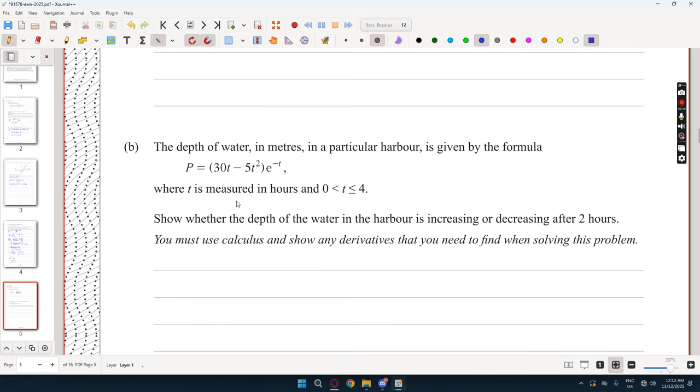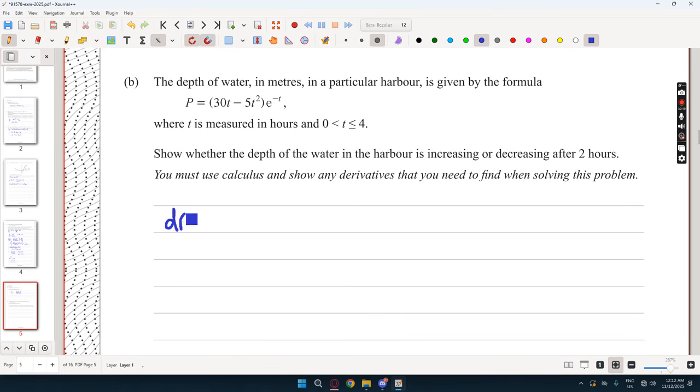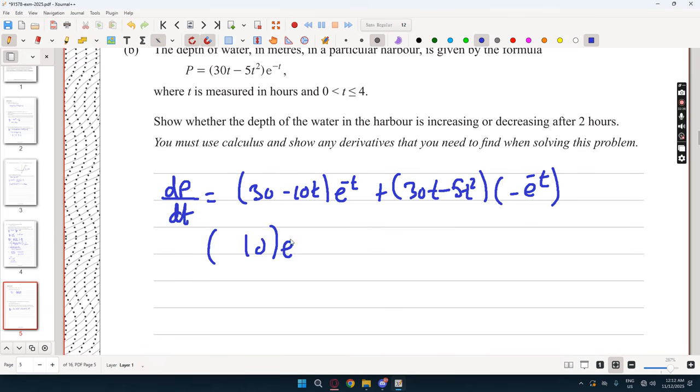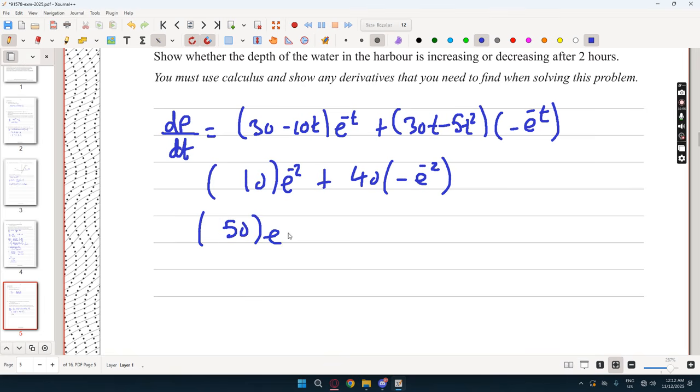Show whether the depth of the water is increasing or decreasing after 2 hours. dp/dt equals 30 minus 10t, e to the minus t, plus 30t minus 5t squared times minus e to the minus t. After 2 hours, that's 30 minus 10 times 2 is 10, plus 40, so that's 60 minus 20 is 40. 2 hours, minus e to the minus 2. That's 10 plus 40, that's 50 lots of e to the minus 2, so that's minus 30 lots of e to the minus 2, which is less than 0, implies decreasing.